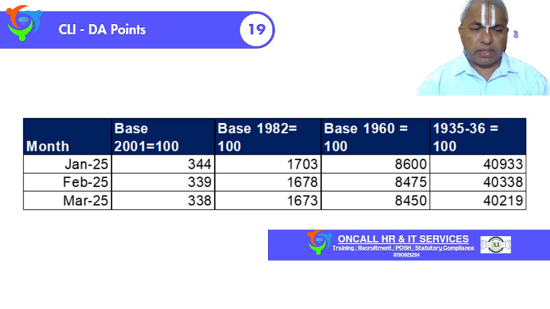DA points for Tamil Nadu, March 2025: 338 points are there. If you are calculating variable DA, it may be useful.